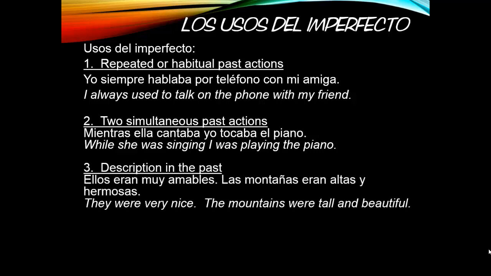Overall, we use the imperfect to describe in the past, especially if the verb in question is being used to set up background information or to provide details that help to give body to the story. You can see that in this sentence. Ellos eran muy amables. Las montañas eran altas y hermosas. Because these are just generally describing and giving background information, we use the imperfect.